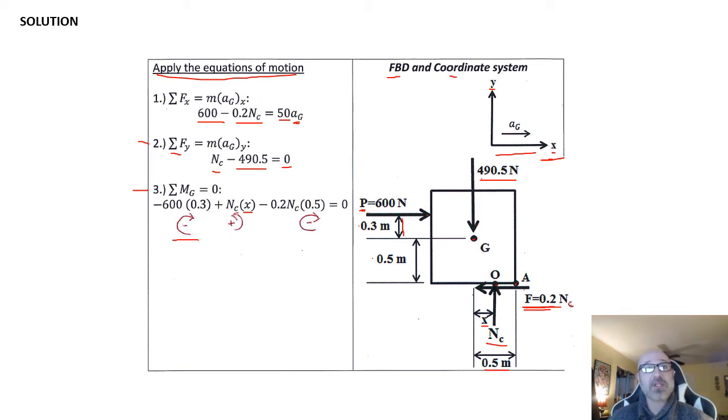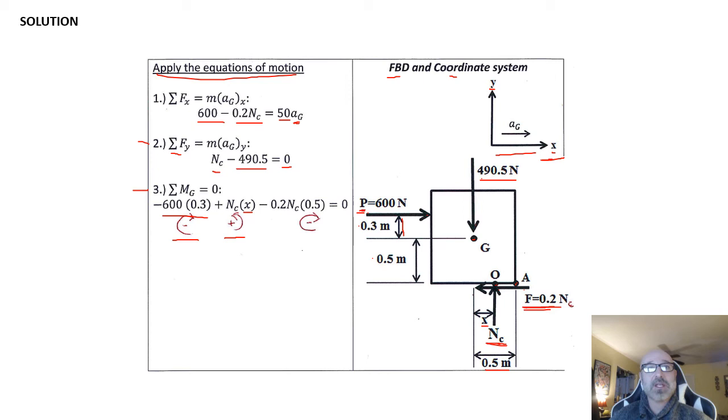So I draw this out right here. If I'm going clockwise, a negative moment from 600 times my 0.3 from this external load P at this distance of 0.3 meters. Then I take a look and say, okay, I'm also going to have a moment about G from this N sub c times this distance x. I use my right hand rule again. I can see my thumb is coming back out of the board here. So this is going to be moving counterclockwise in our positive x direction from our right hand rule.